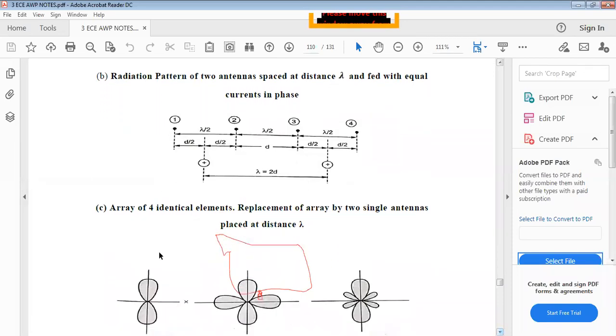This is the radiation characteristics of the half-wave dipole. This is the radiation characteristics of 2D, that is, 2 into lambda by 2, which is lambda. When we multiply these two, how many lobes does it contain? 1, 2, 3, 4, 5, 6. The resultant field strength contains 6 lobes. It's very easy, just the combination of the radiation fields of the two.